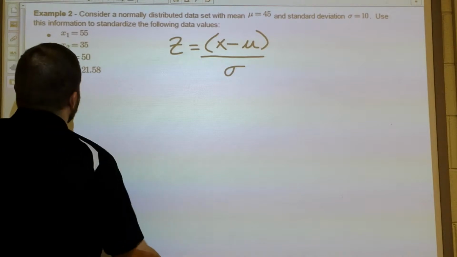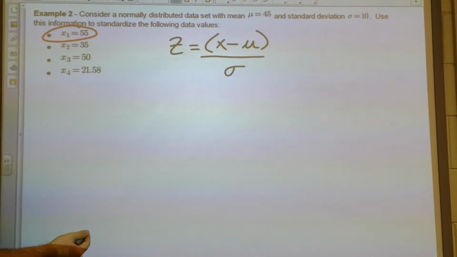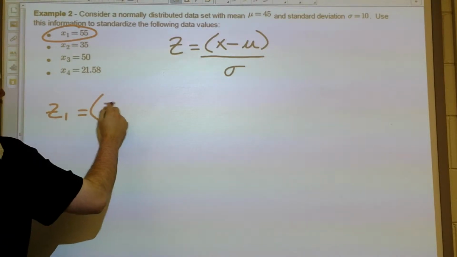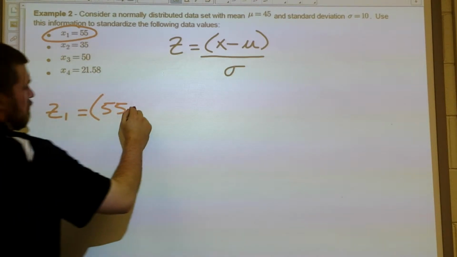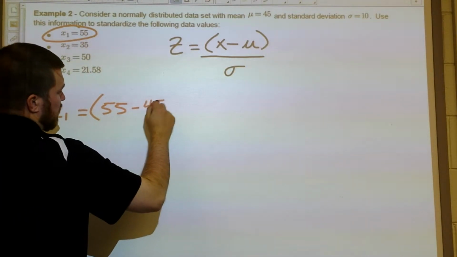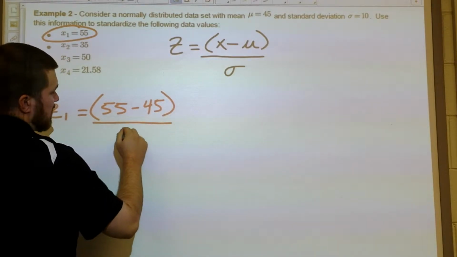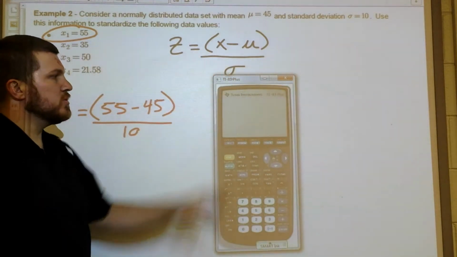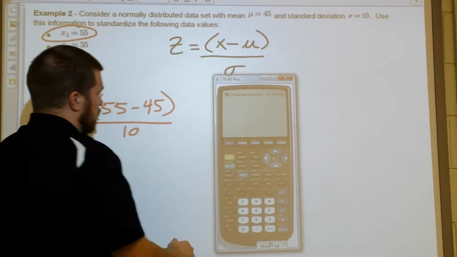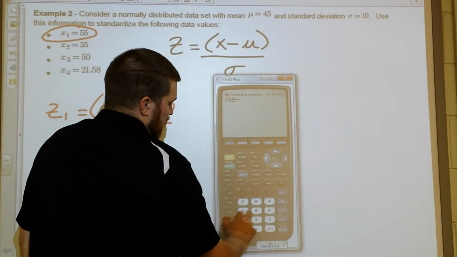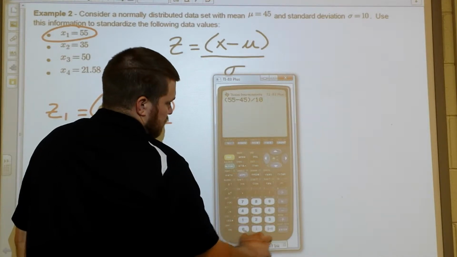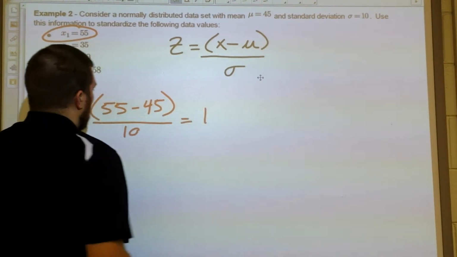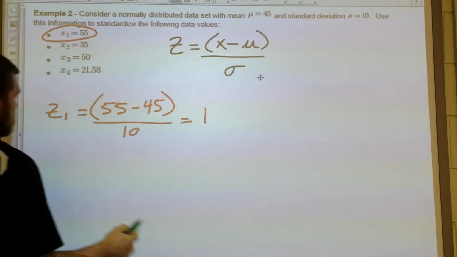For each one of these, I'm going to do it. For instance, I'm going to do the first one in red, just some scratch work. So my first standard score is going to be my 55, which was the score I started with, minus my mean score, which was 45, divided by my standard deviation 10. I'm going to use my calculator. Now, the formula includes parentheses, so you definitely need to include those parentheses. If you don't, it will come out wrong. So (55 - 45) divided by 10 is 1. Got it? That's my first standard score.